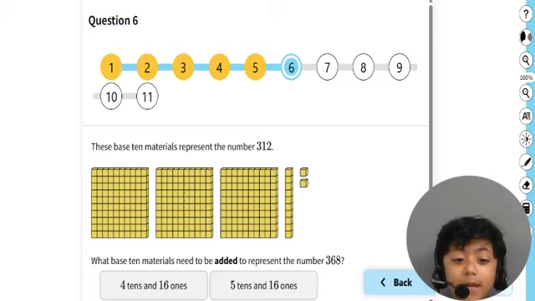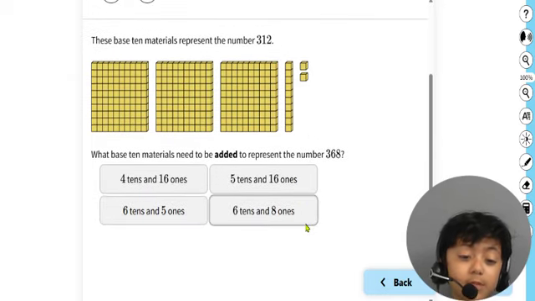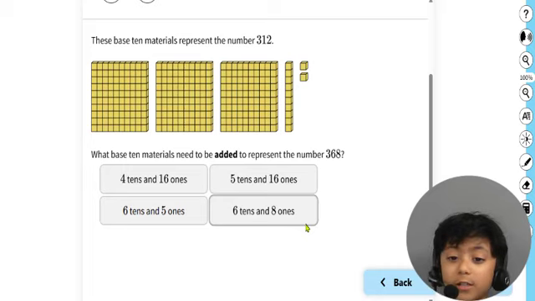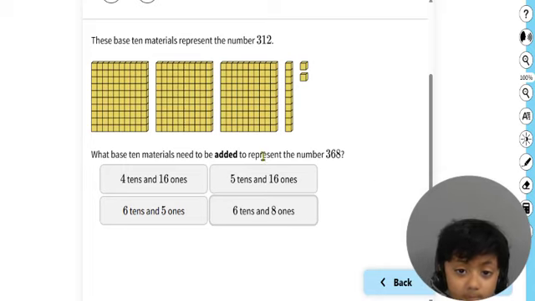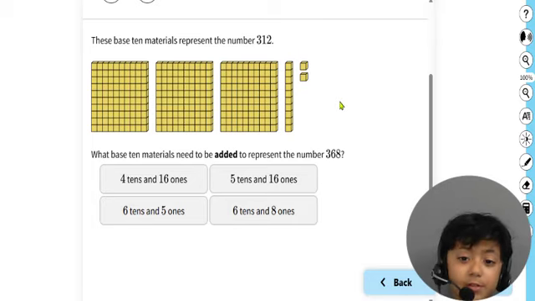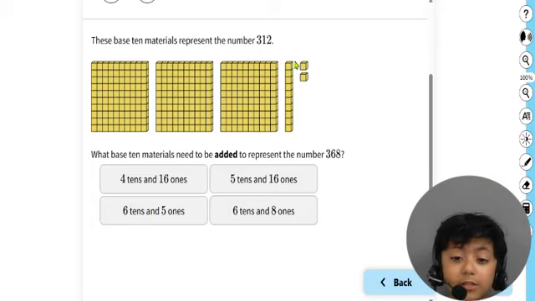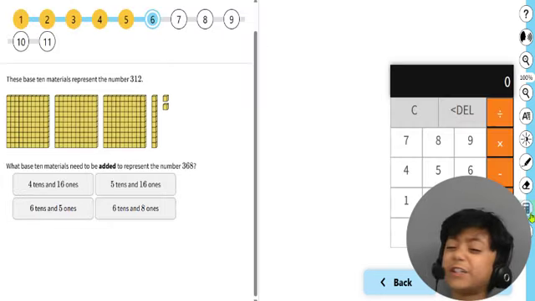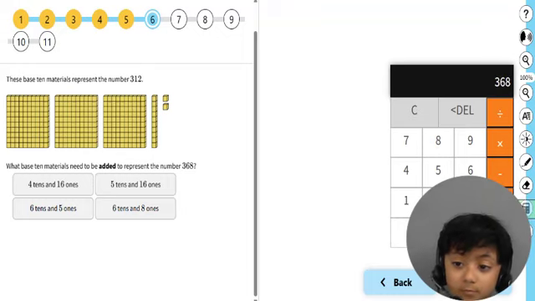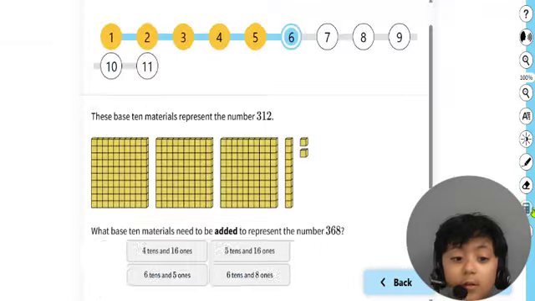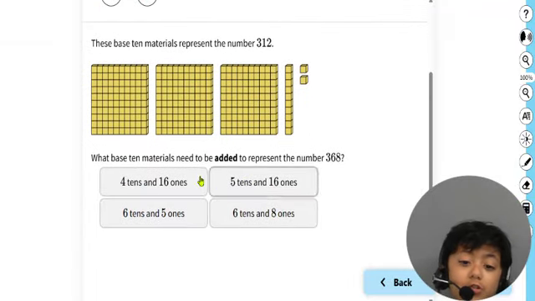These base 10 materials represent the number 312. What base 10 materials need to be added to represent the number 368? We first need to find the difference between 368 and 312, which is 56. But check on the calculator to be sure. Which is 56. So which one of these answers is 56?